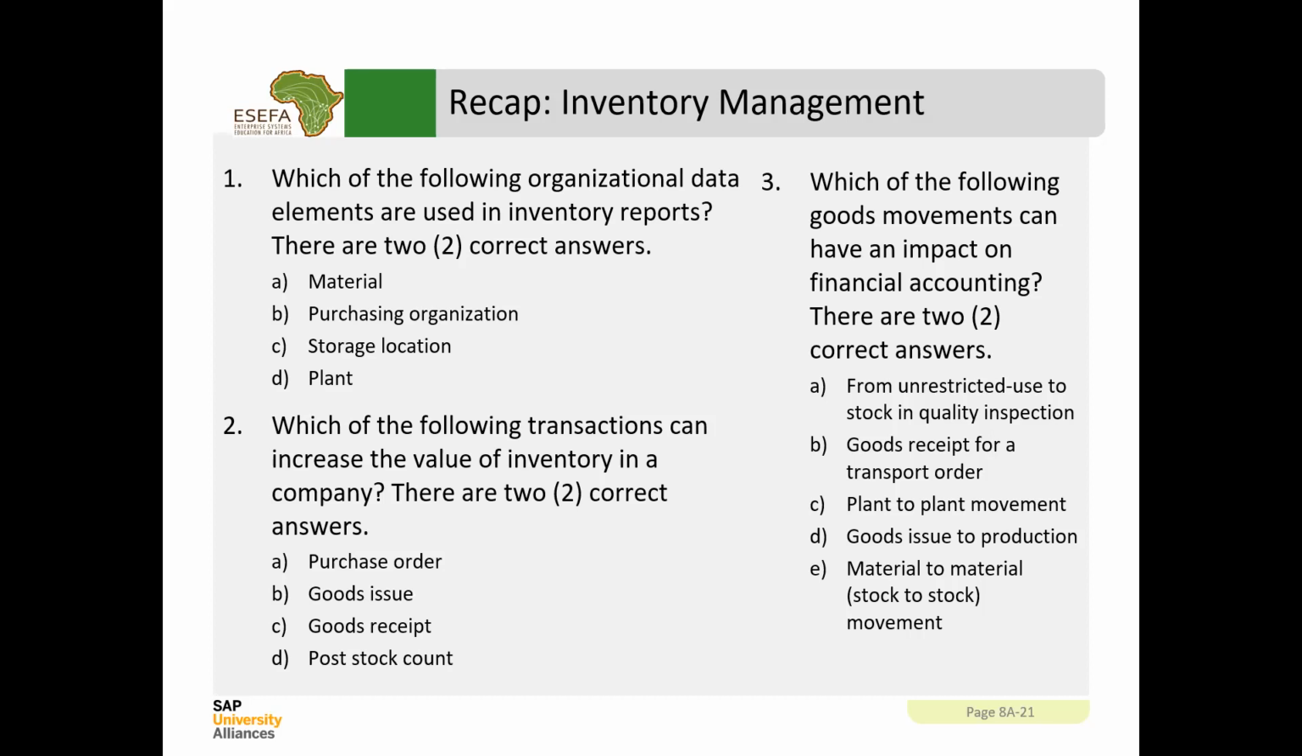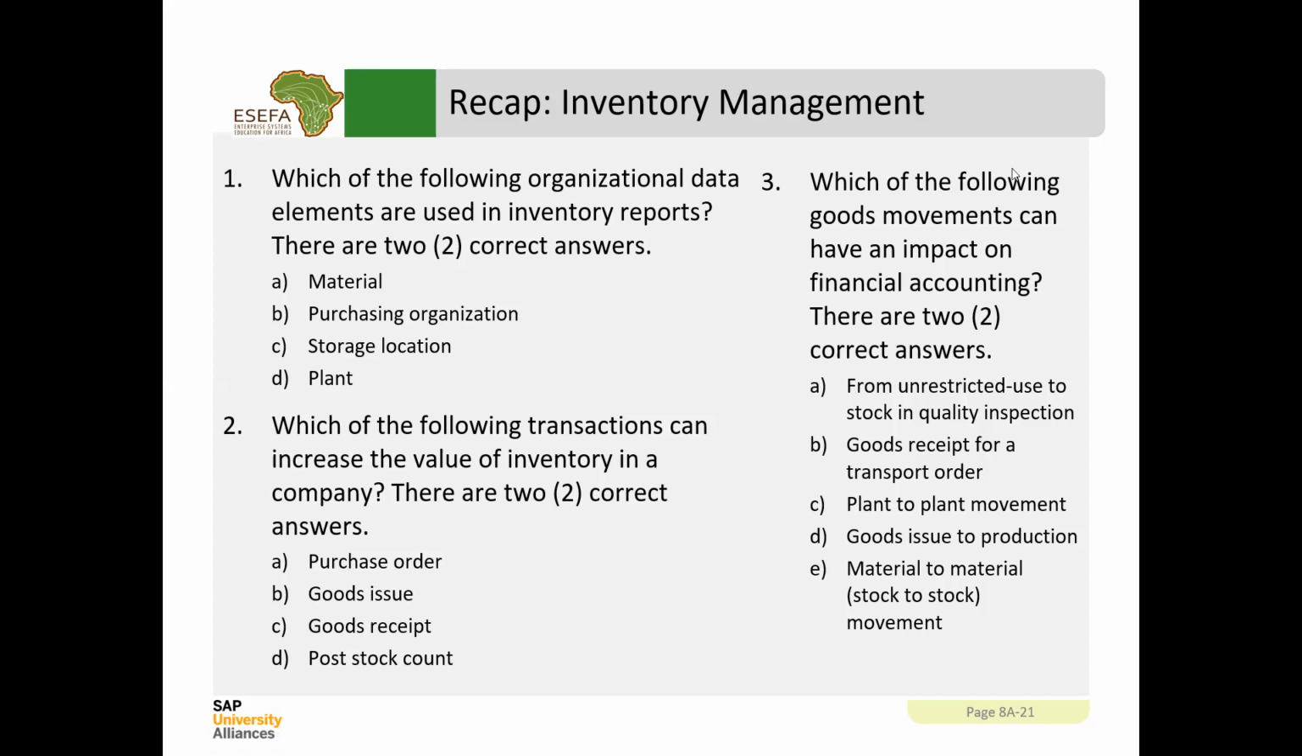And we have two options here now. Purchase order. Purchase order just means that you have placed an order. You have not received it. So purchase order will transform to goods receipts later on if it has been acknowledged by the vendor. So purchase order is not an answer. So post stock count. Once you have done your stock count, you have received your goods, you can post it. So there's a possibility that post stock count can increase the value of the inventory of a company. So those are the two answers: goods receipt and post stock count.